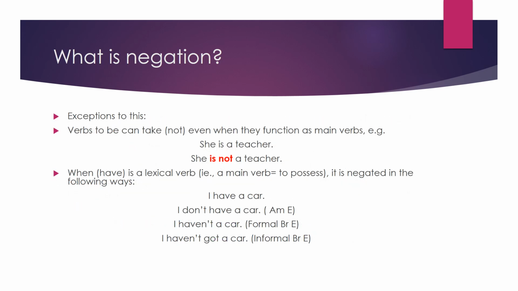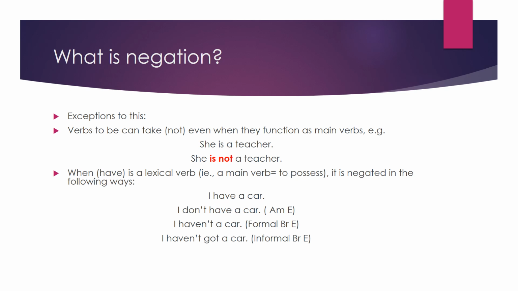As we have learned, for each rule there are exceptions, and the exceptions that we can find for the rule of negating the verb in the English sentence can be found in the following two cases. The first one is found when your main verb is a verb to be. In this case, the verb to be, although it is a main verb, can take the not and change the sentence into negative.